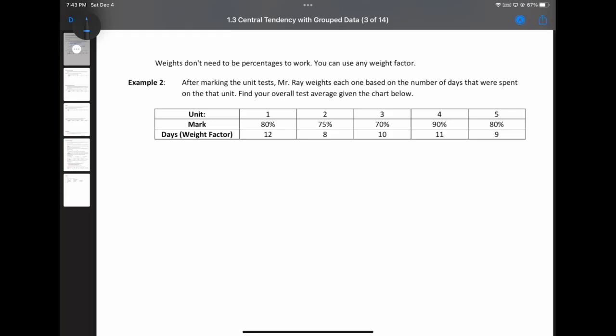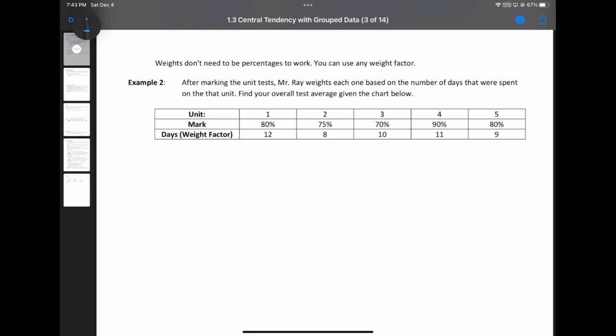And the beauty of this is that they don't have to add up to anything, whereas before they had to add up to like 100%, so that it made sense. I couldn't say your mark is going to be 50% this and 70% that. That doesn't make any sense whatsoever. But here I'm just giving weighting factors. And if there's only a total of 20 on the bottom, that's okay. That's still something out of 20.